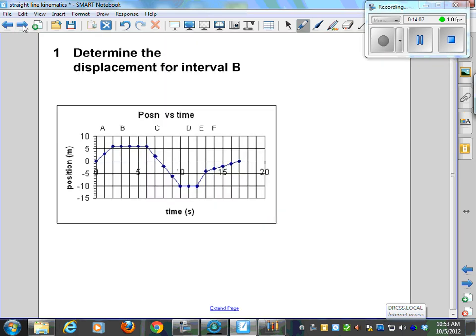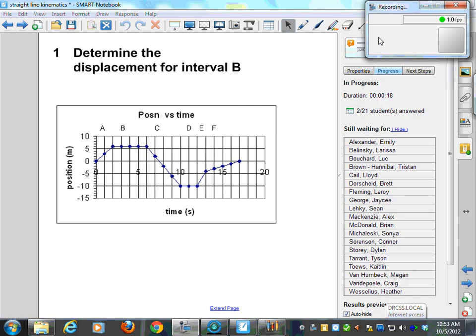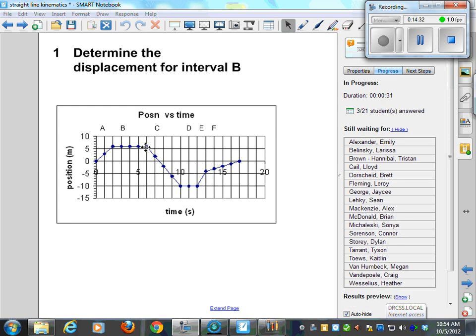I'm going to ask you now, do you understand? Determine the displacement for interval B. Here's interval B, here's interval C, here's interval D, here's interval E, and here's interval F. What position do I start at for B? I start at a position of 6. What position do I end up at? Which means my displacement is, don't say it out loud, just put it in. I start at 6, I end at 6. My displacement is?